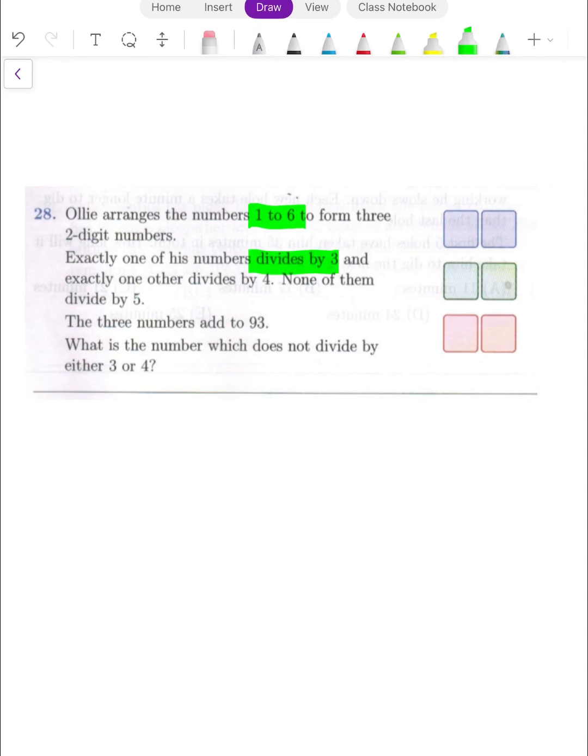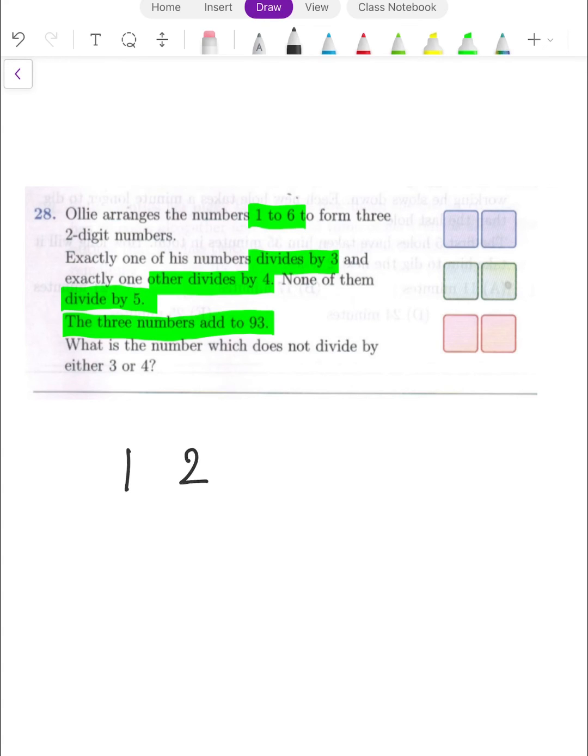Exactly one of his numbers is divisible by 3. Exactly one number is divisible by 4, and none of them is divisible by 5. Another clue: the 3 numbers add up to 93. Now, what is a number which does not divide by either 3 or 4? So we'll find out the answer later on. Let's work out the different options possible.